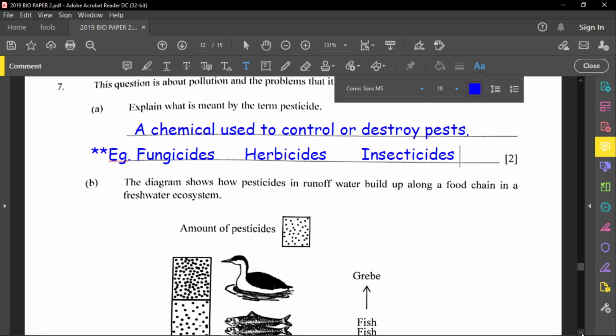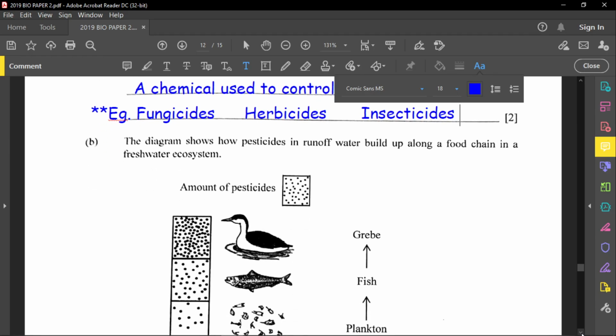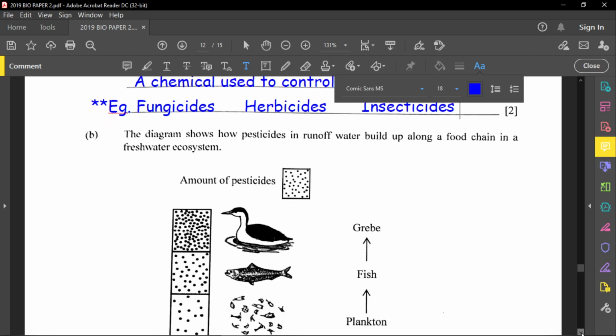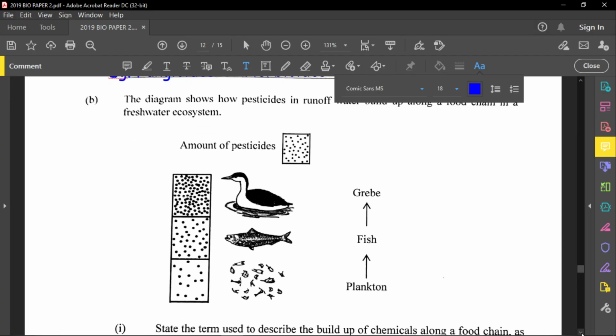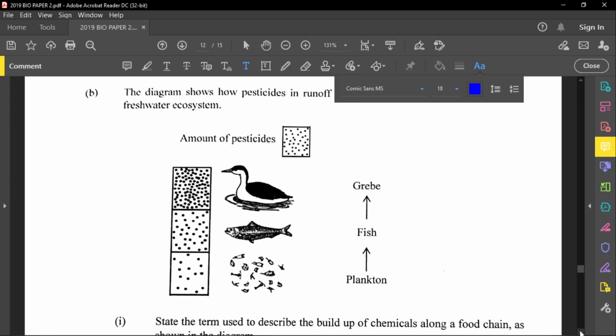All right, so now let's jump into part B. The diagram shows how pesticide in runoff water built up along a food chain in a freshwater ecosystem. All right, so the pesticide will build up, and we call pesticides that remain in an organism persistent chemicals or persistent pesticides. All right, so here we have the plankton, and notice the amount of pesticide in the plankton, not so much. The fish will have more, and the grebe will have much more than the fish and the plankton.